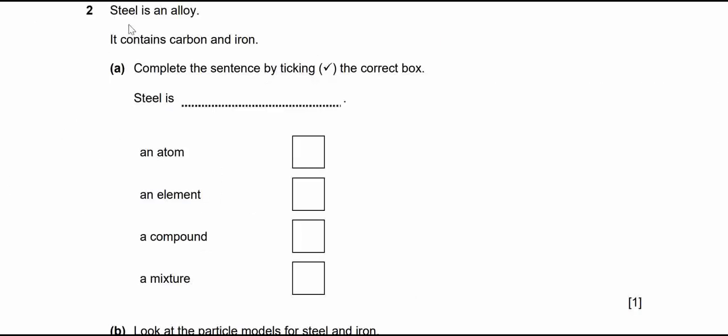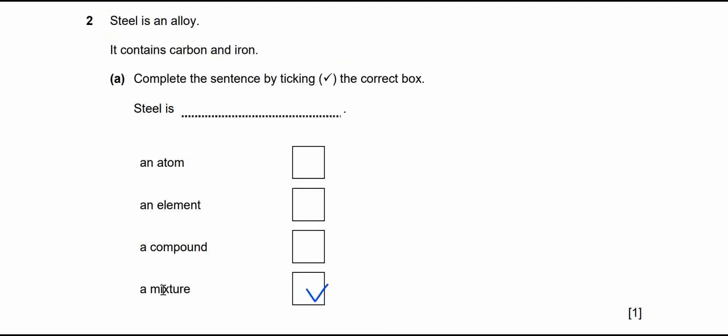Question 2 says steel is an alloy. It contains carbon and iron. A, complete the sentence by ticking the correct box. Steel is a: is it an atom, element, compound, or mixture? You've got 10 seconds from now. If you have not finished, you may pause this video. Let's open up the answer. Steel is an alloy, so it is a mixture. It's not an atom, element, or compound. It's a mixture of carbon and iron.